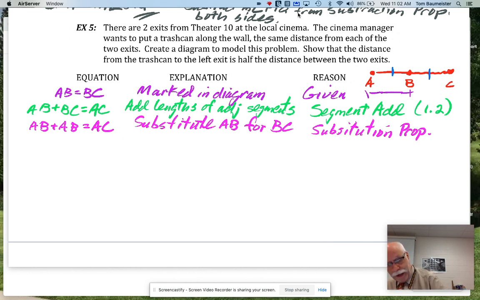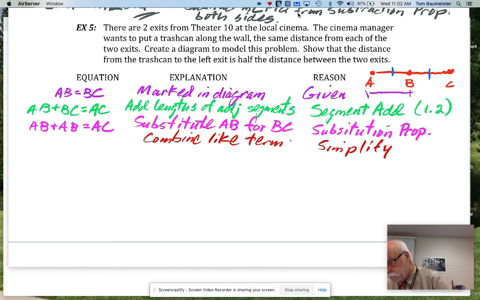All right, and then let's go ahead and simplify again. When we say simplify, that means we're going to combine like terms. I have AB plus AB. Doesn't that just become 2 times the length of AB? We don't know what it is, but we know it's a distance. And we know that it will equal the length of AC.